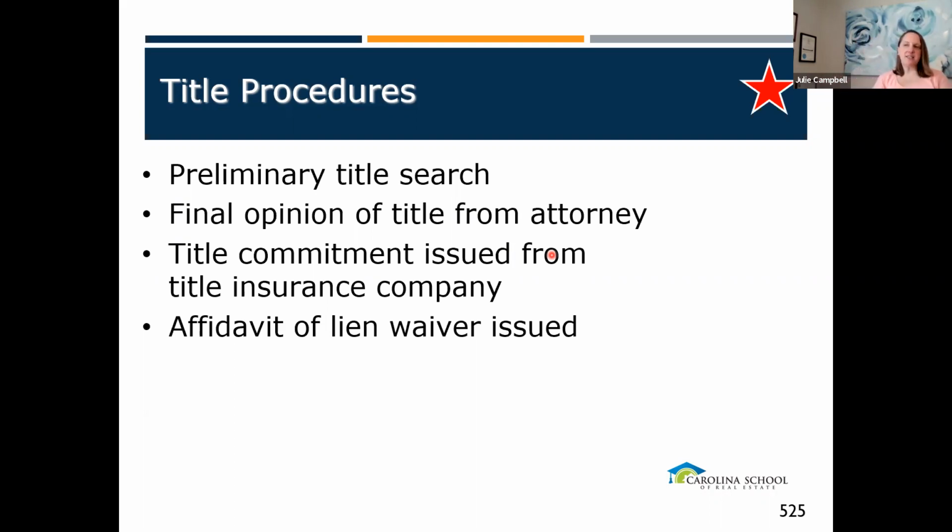And if they find any defects on the title, the attorney, on behalf of their buyer client, is going to get with the seller to get those defects corrected, get whatever taken care of. Any unknown outstanding liens, for example, that the seller didn't know.